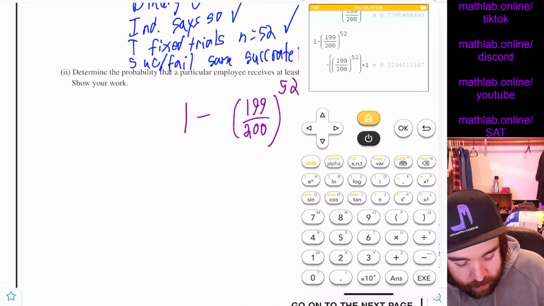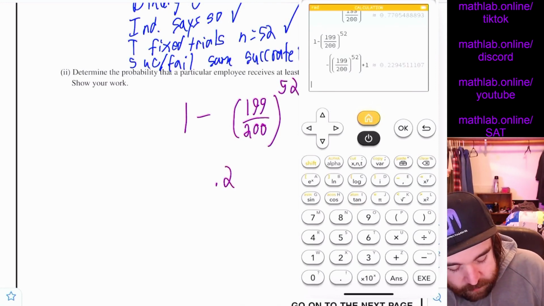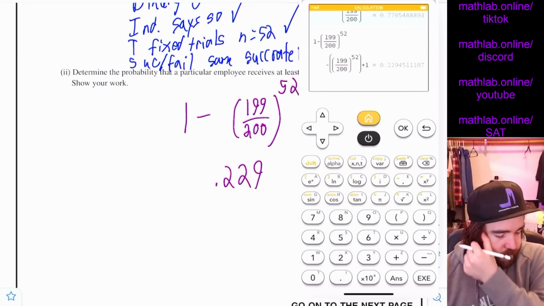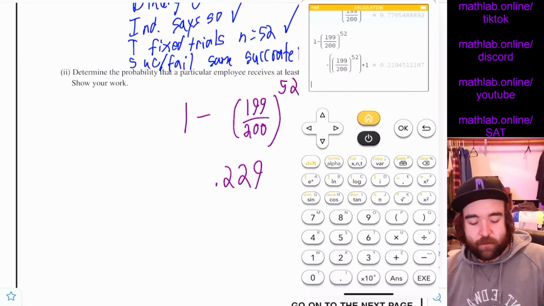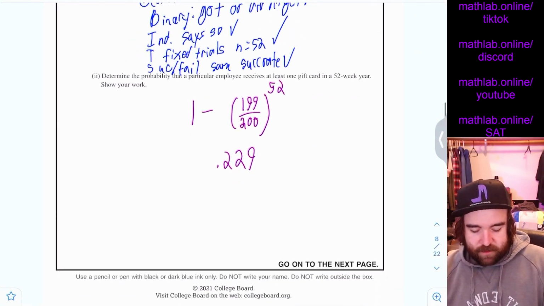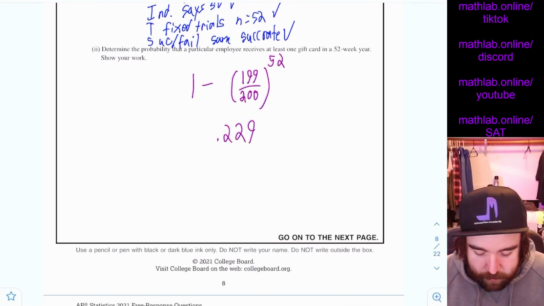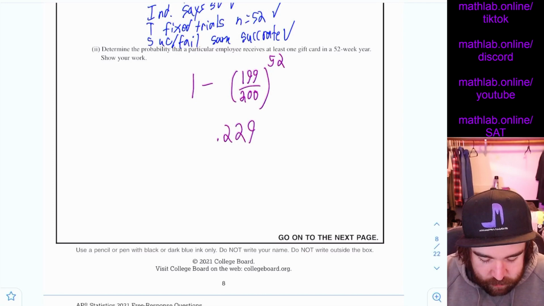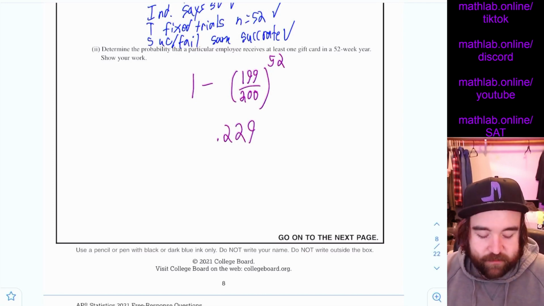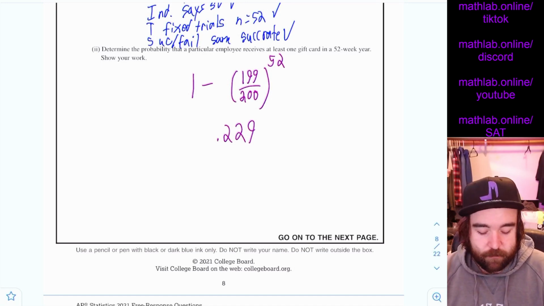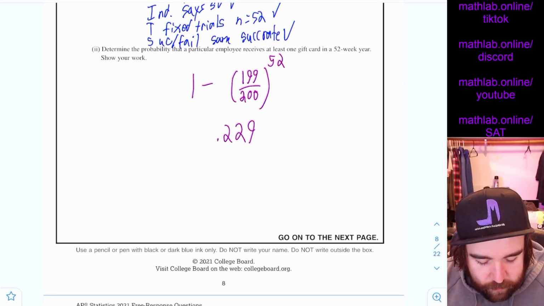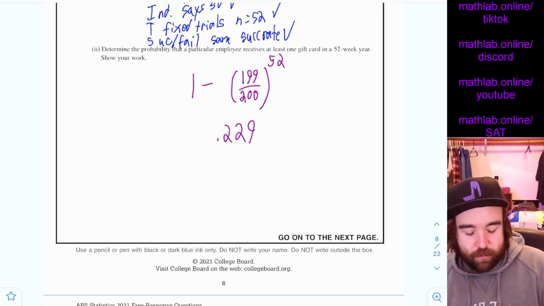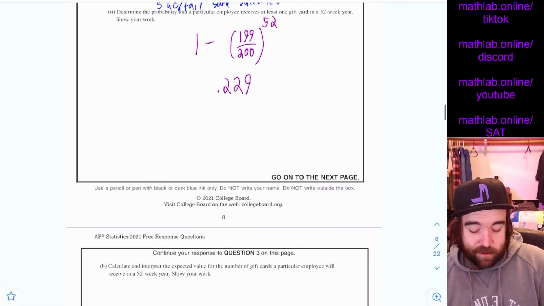So determine the probability, 0.229. I know on calc you need to do 3 decimal places. I really thought on stats it was just 2, but it's kind of weird that it's different. But that's definitely it. There's a roughly 23% chance that an employee will receive at least 1 gift card in the 52-week year. And that makes sense, because you think roughly a quarter, right? There's 52 weeks, there's 200 employees, so there's roughly a quarter chance that you're going to get one.